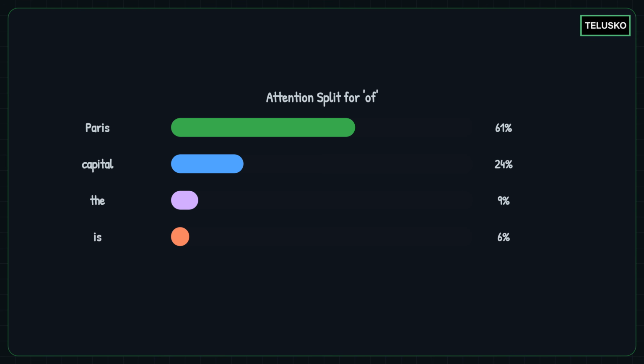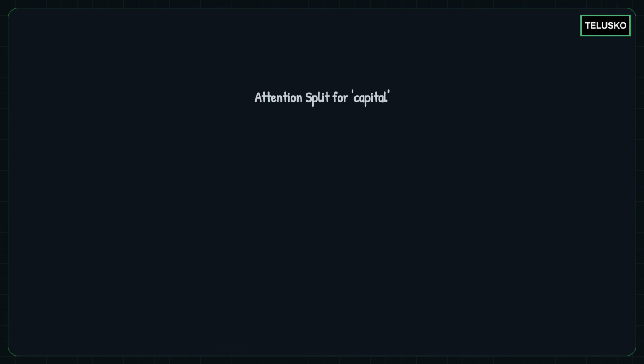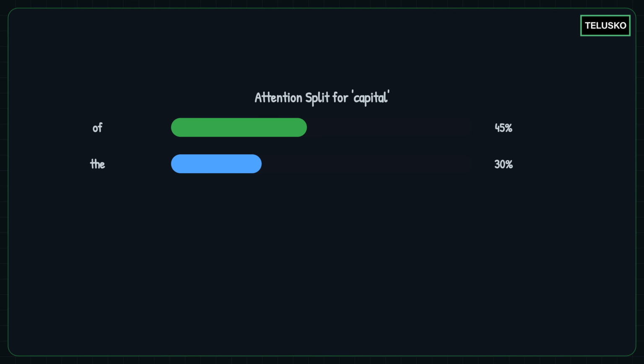This is where the budget rule bites you. Focus is completely zero-sum here. If Paris grabs a bigger share, another word must lose that exact amount to keep the total at 100. You cannot give everything to everyone. And this split is never the same twice. If we look at the word capital instead, it does not care about Paris nearly as much. It pours its focus into of and the because those words define what kind of city it is talking about. The budget reshuffles entirely for every single token.